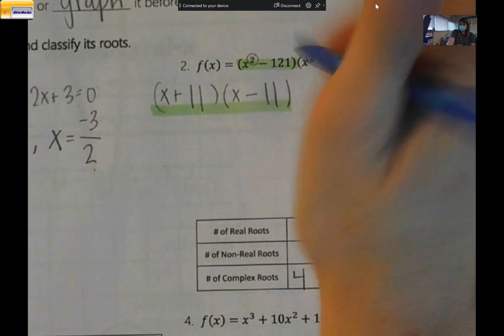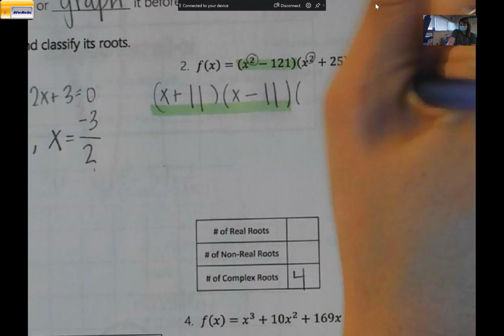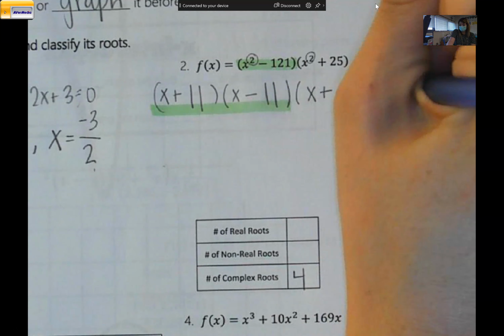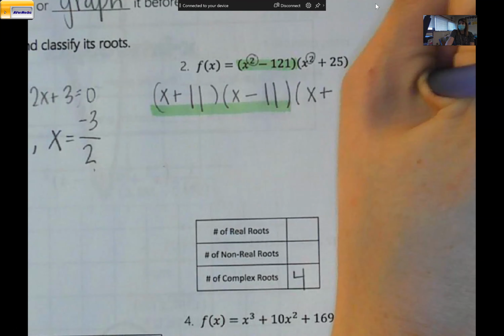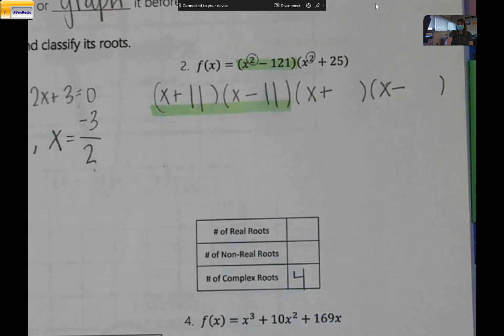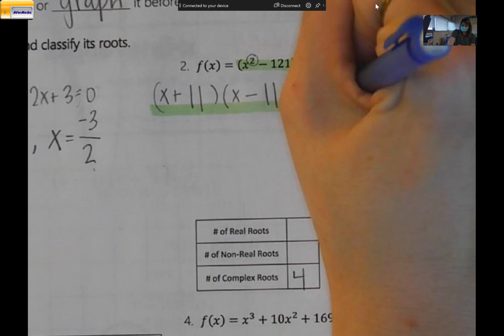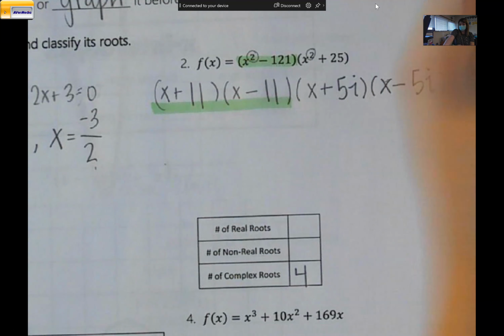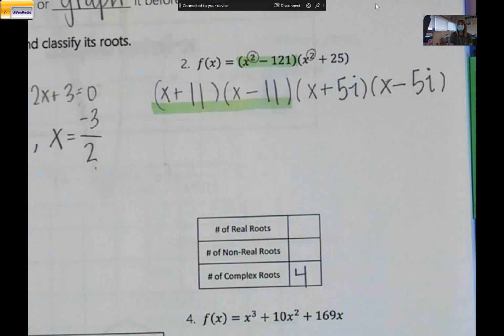Okay, well the second one does the same thing, but it's slightly different. What's its slight difference? It's imaginary. How does Cheyenne know that this turns into plus 5i and minus 5i?